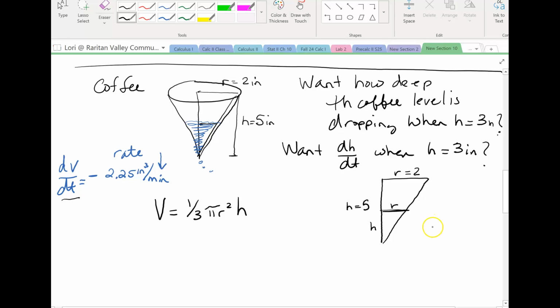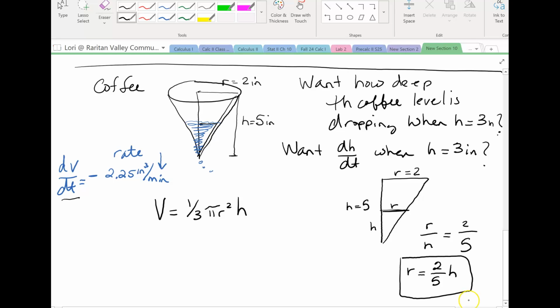And we can say that, oh, R over H, using the idea of similar triangles, is always going to be in proportion with each other. In other words, R over H is always going to be in proportion of 2/5. No matter where that level is, R and H will always have a ratio value of 2/5. It gives us a relationship between R and H and lets us multiply both sides by H, to say that the radius is 2/5 the height.